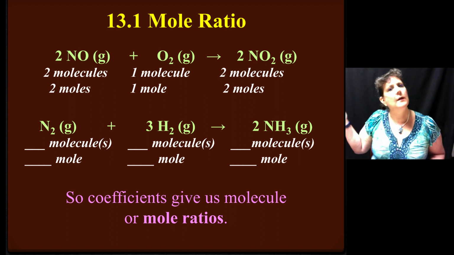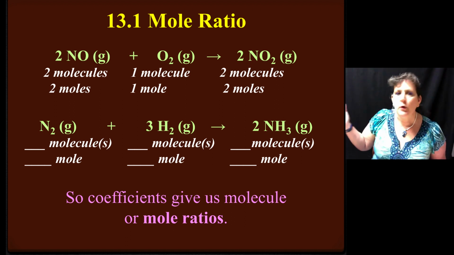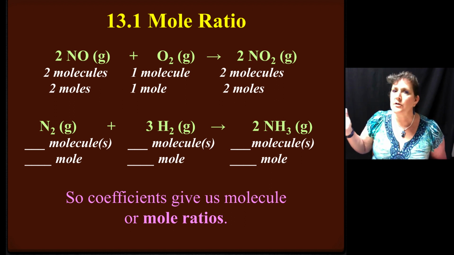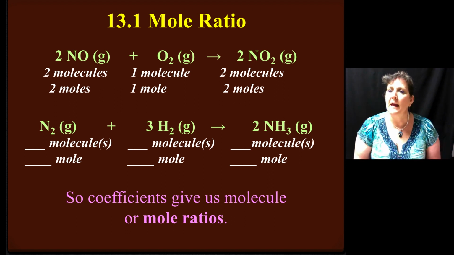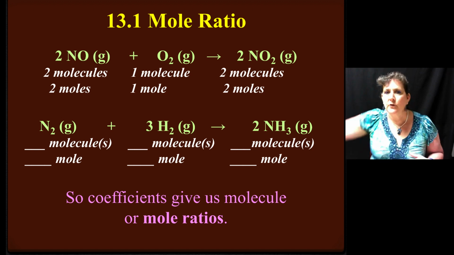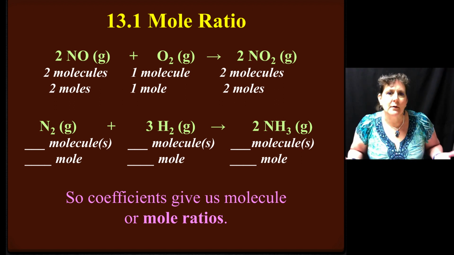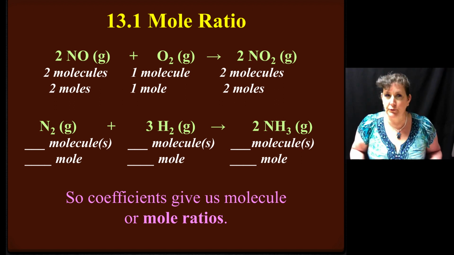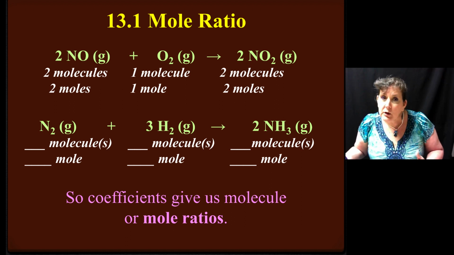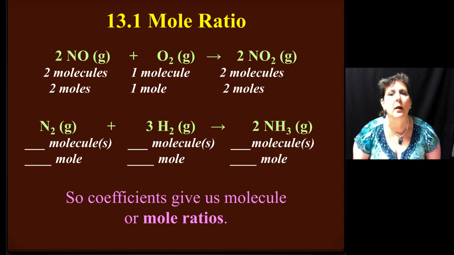For example, look at this reaction. We have two NO gases plus one oxygen O2 gas making two NO2 gas molecules. So we have a 2, a 1, and a 2. Those are ratios for our molecules, right? We can say there's 2 NO molecules plus 1 oxygen molecule making 2 NO2 molecules.